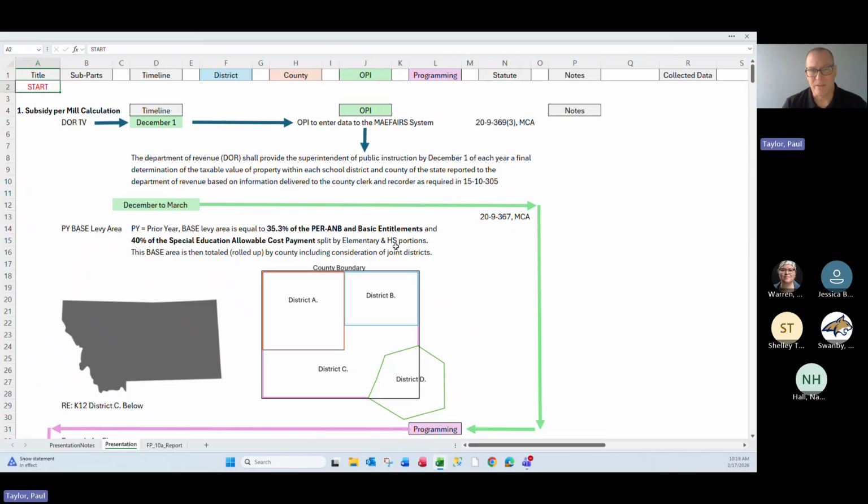Then there's one other part we have to contemplate. The last sentence here says, this base area is then totaled or rolled up by the county. And here you can see the picture down here, inclusive of consideration for joint districts. So what is a joint district? A joint district is this guy down here. This particular school district, if this was its shape, has some land area inside this county, and it has some land area in another county.